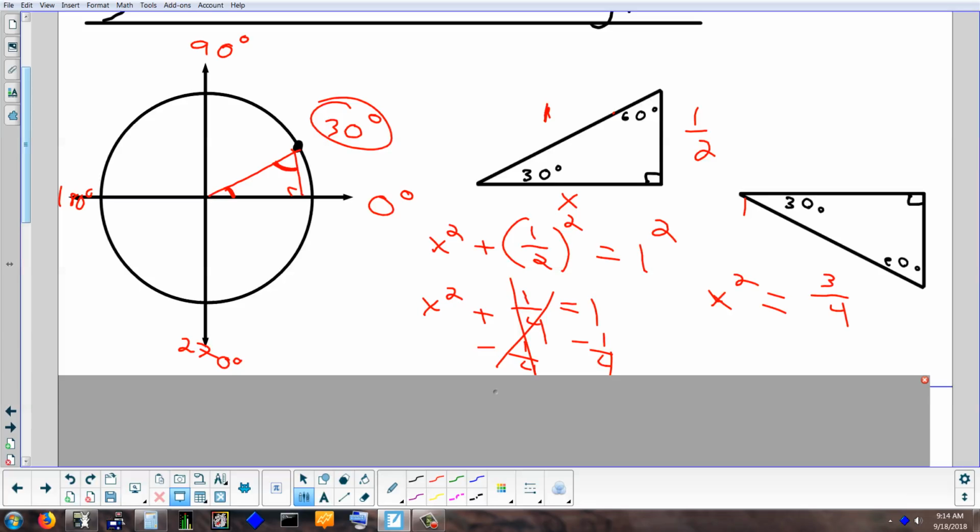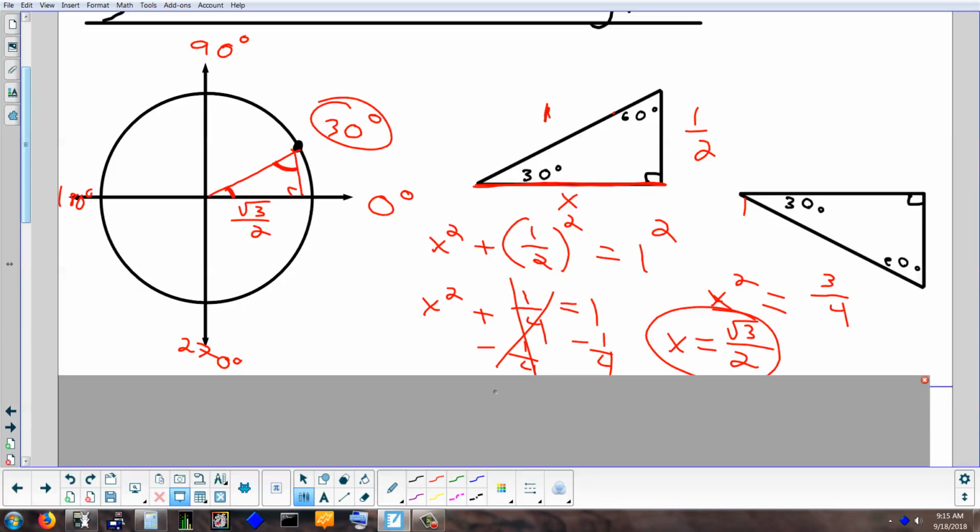Joe? You would square root both sides. Yep. So we end up with the square root of 3. Can we do that? No. There's nothing we can do with that. How about the square root of 4? 2. So that's x. So x was the long side. That was the side on the bottom.